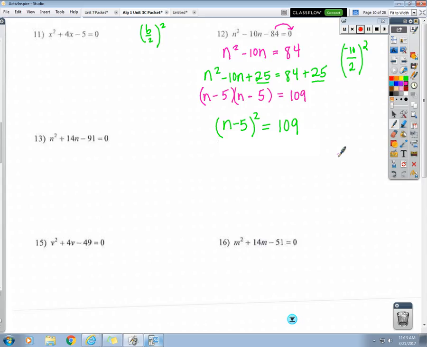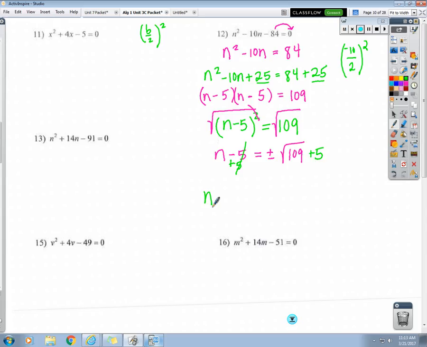Now what do I need to do? Square root it so that I can cancel out that 2 and then square root this side. So now I have n minus 5 equals the square root of 109, which is not a perfect square, so it'll stay in there. Now the last step to get n by itself is what? Add 5 to the other side.